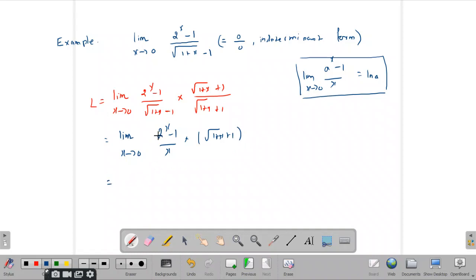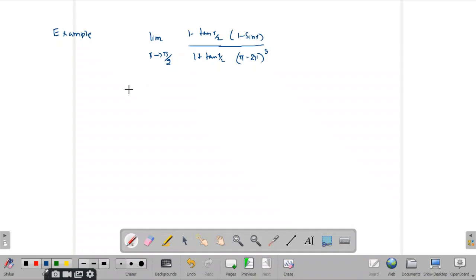So the limit of the first factor is ln 2, a equal to 2. The limit of the second factor: root of 1 plus 0 plus 1, root of 2... it is 2. So 2 into ln 2 is nothing but ln 4. The final answer: ln 4. Go through it.